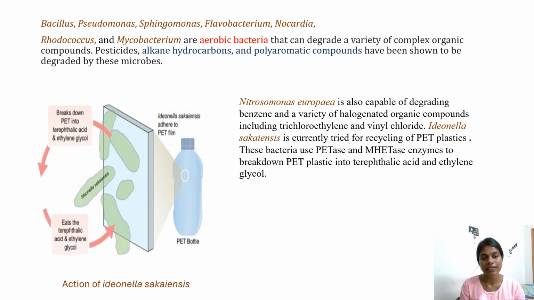These are some examples of aerobic bacteria that could perform bioremediation under aerobic condition: Bacillus, Pseudomonas, Sphingomonas, Flavobacterium, Nocardia, Rhodococcus, Mycobacterium, etc., that can degrade a variety of complex organic compounds. Along with this, pesticides also need to be reduced, and that also comes under bioremediation. Alkane hydrocarbons and polyaromatic compounds have been shown to be degraded by this enzyme. Again, Nitrosomonas europaea is capable of degrading benzene and a variety of halogenated organic compounds, including trichloroethylene and vinyl chloride.